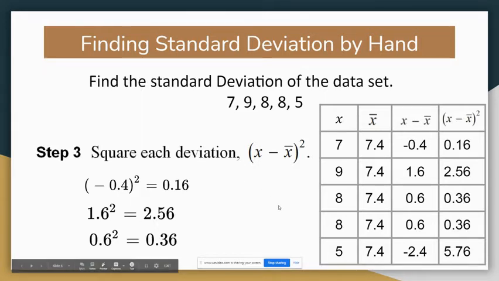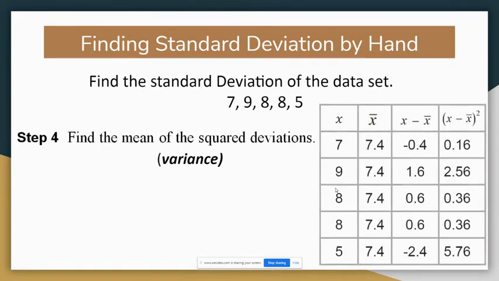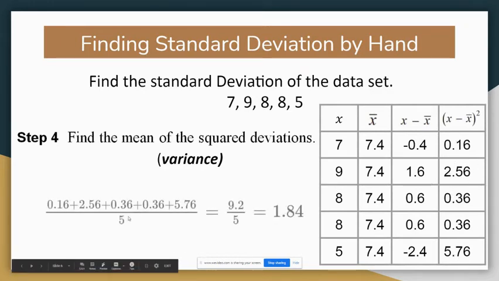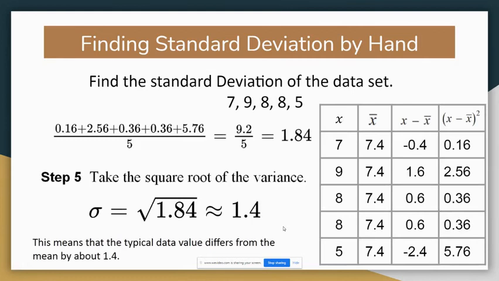Our next step, we find the mean of those squared deviations, and this is called the variance. So we'll add up all of those squared deviations, and then we have 5 values in our set, so divide by 5. We have 1.84, and then the final step is we take the square root. So our standard deviation is 1.4. And what that means is that our data is typically 1.4, either bigger than or smaller than 7.4.